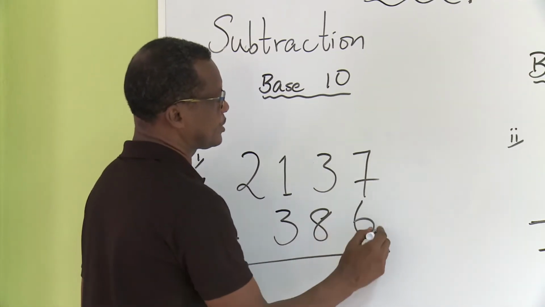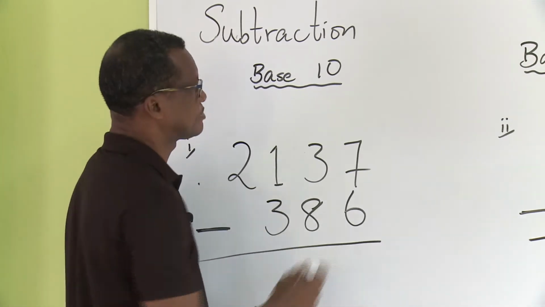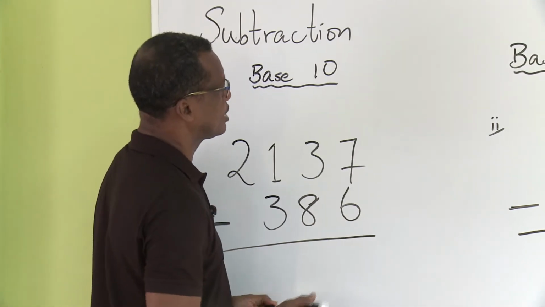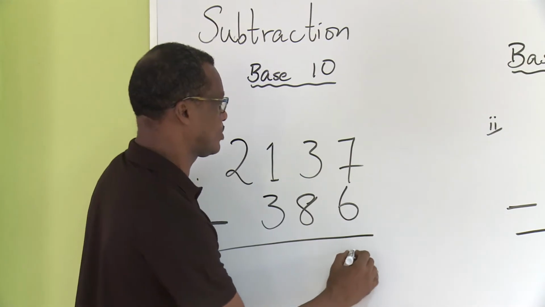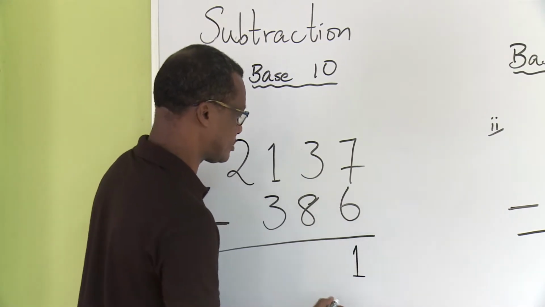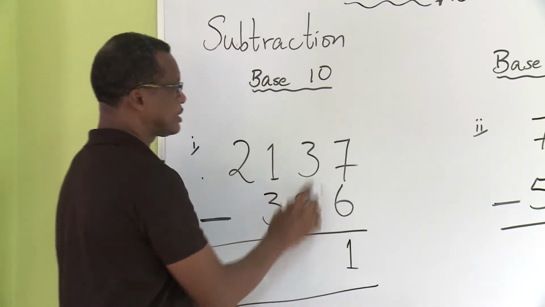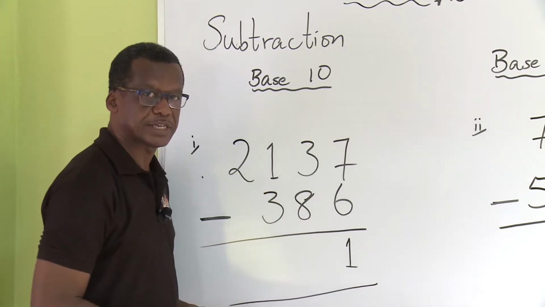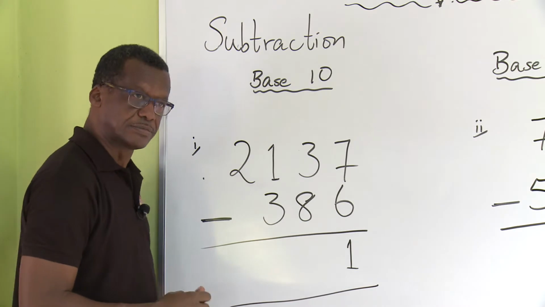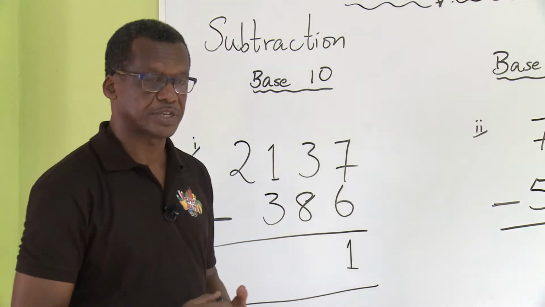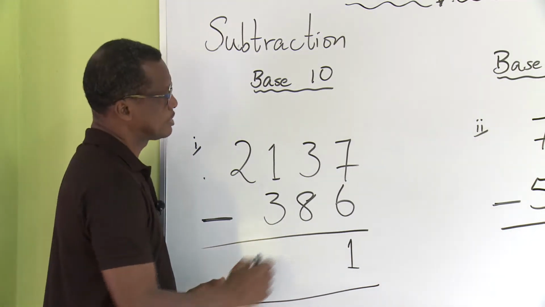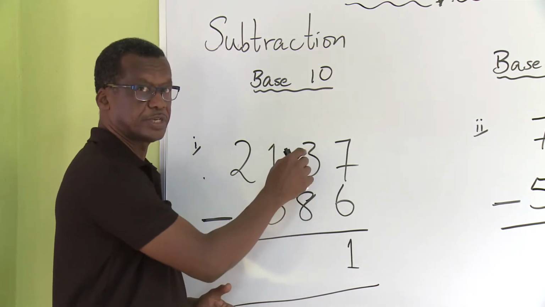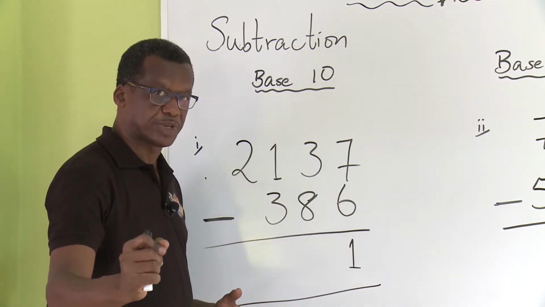So 7 take away 6 in the units column. 7 take away 6, that's okay. We can subtract 6 from 7, we're going to get 1. Now we move to the tens column. We have 3 subtract 8. Now, under normal conditions, we cannot subtract 8 from 3. So that's where we use regrouping.